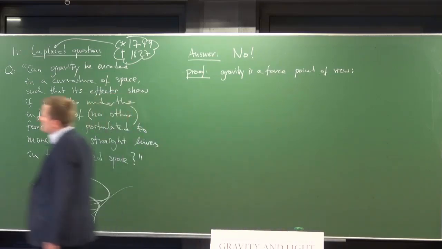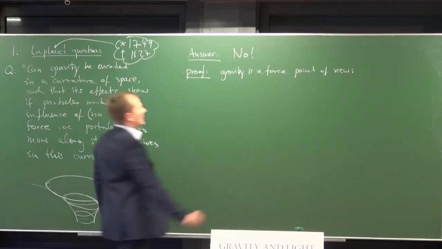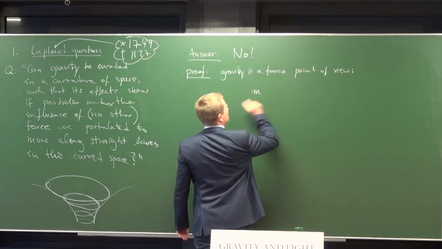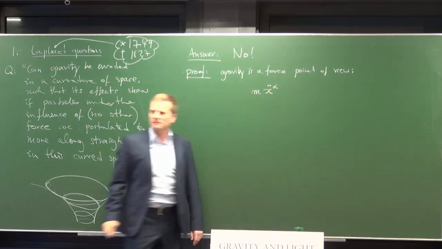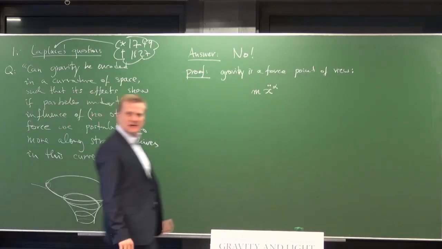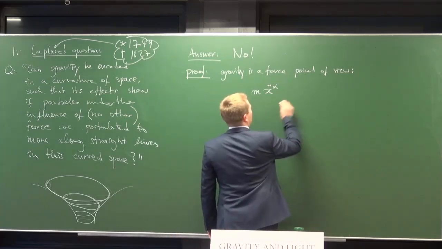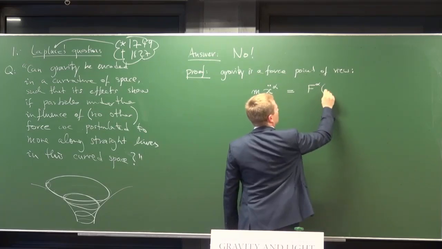And I mean, after all, gravity as a force point of view works pretty well. It just has this slight conceptual difficulty, which is tremendous if you think about it. So let's start with this. That means you have mass times what you call acceleration. This is not the acceleration, but let's not talk about it right now, that comes later. Mass times acceleration equals the gravitational force field.